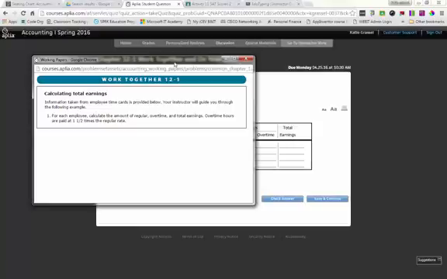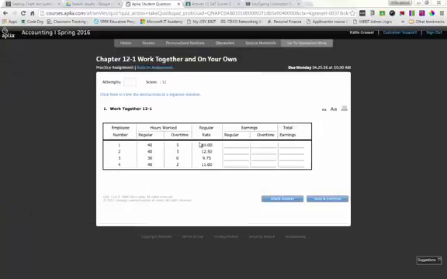Okay, so when we take a look at this assignment right here, employee number 1 has 40 hours of regular earnings and 5 hours of overtime earnings. So we have to calculate their regular earnings. To calculate their regular earnings, I'm going to take $9 and multiply that by 40. So employee number 1's regular earnings is going to be $360.